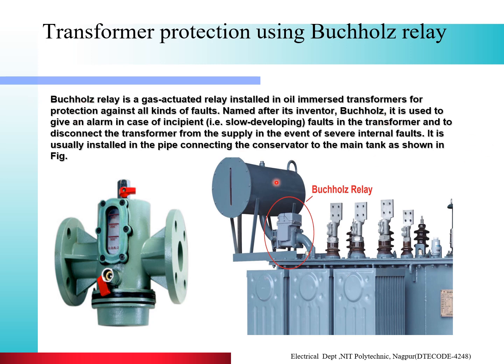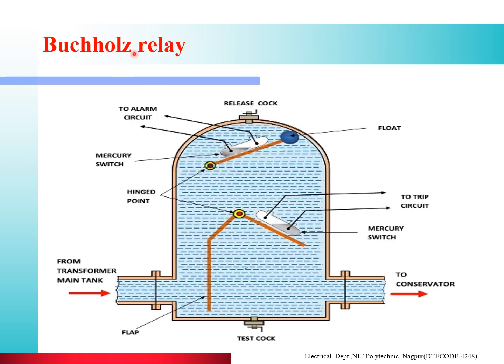The basic working principle: it is used to give an alarm in case of incipient fault in the transformer, and to disconnect the transformer from the supply in the event of severe internal fault. It is usually installed in the pipe connecting the conservator tank to the main tank, as shown in the figure. This is the actual construction diagram of the Buchholz relay.